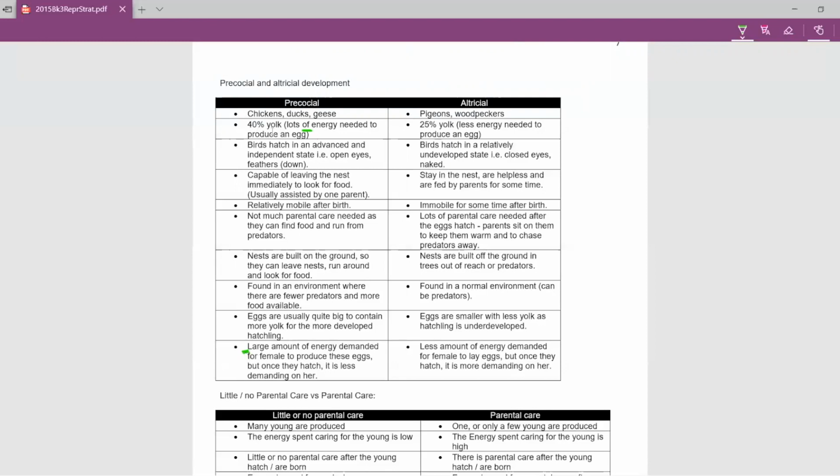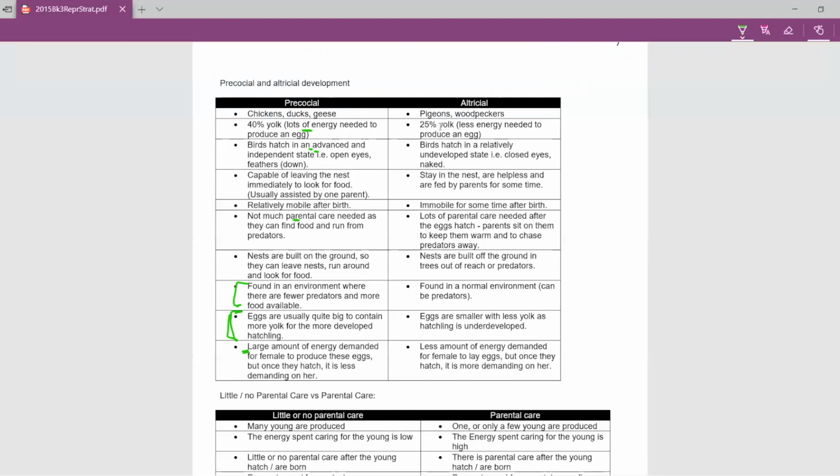And the reason why there's a large amount of yolk is because these birds or these organisms are in an advanced state. They are advanced, so they need more energy to be in an advanced state. So when they're born, they have feathers, their eyes are open, they can move, they can look around for food. There isn't parental care, so that's why they need to look for their own food. The birds lay their nest on the ground, so they can find food, and they're usually found in an area where there are fewer predators. And we know the eggs are much larger with more yolk to allow for the advanced development.